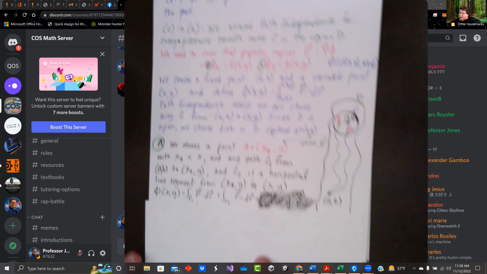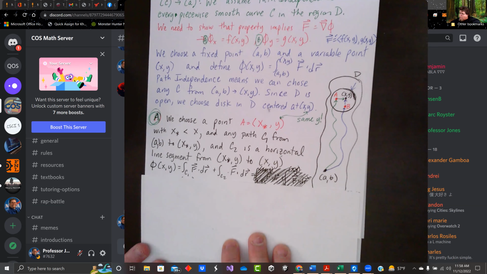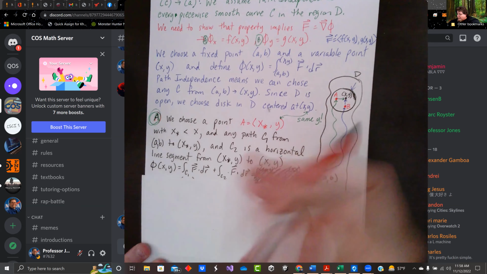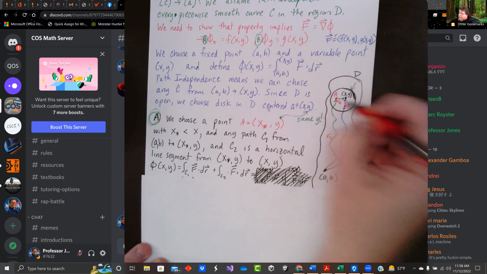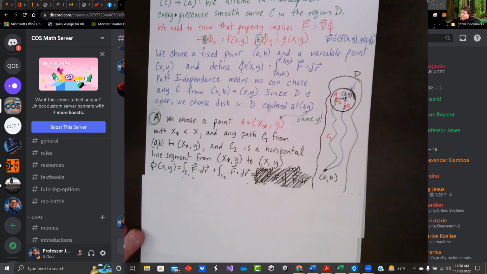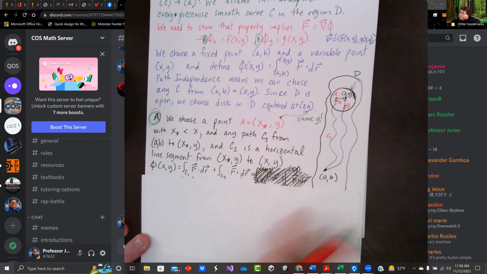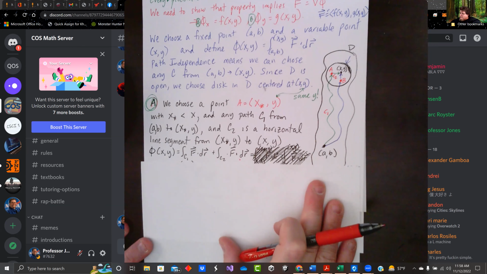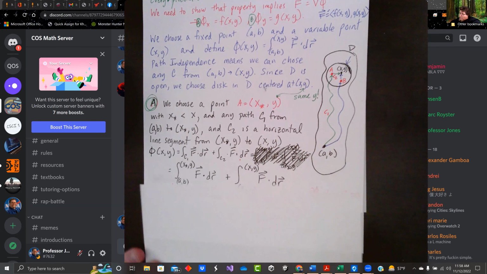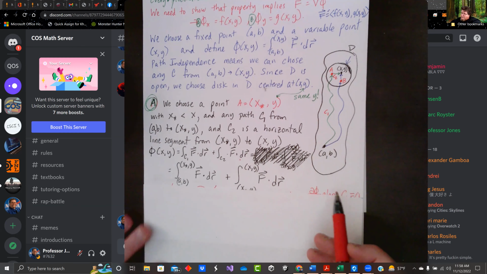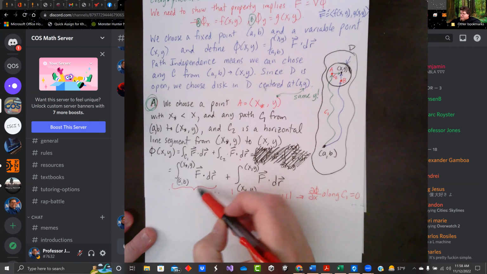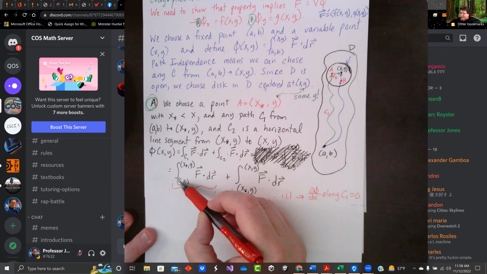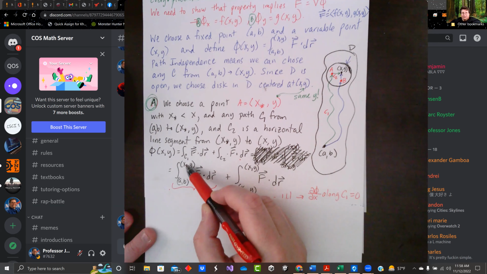So phi of x y will be curve one right here, and this will be curve two right there, that horizontal line segment. And we can break up our line integral into two curves, F dot dr for both. Now, we write out the integrals with the boundary points in there. For this first curve, a is a value and x star is a value.